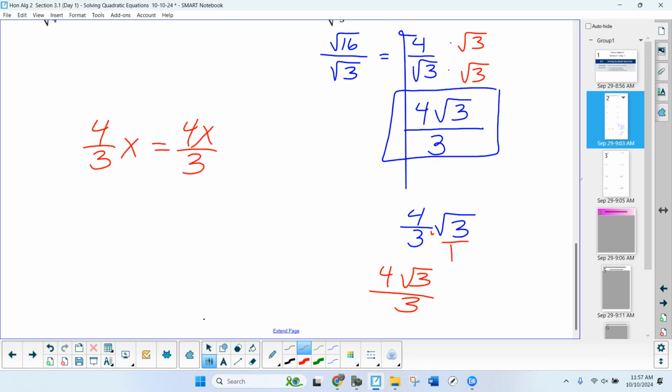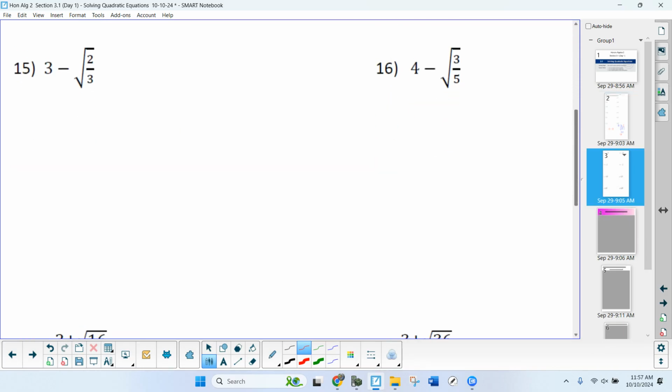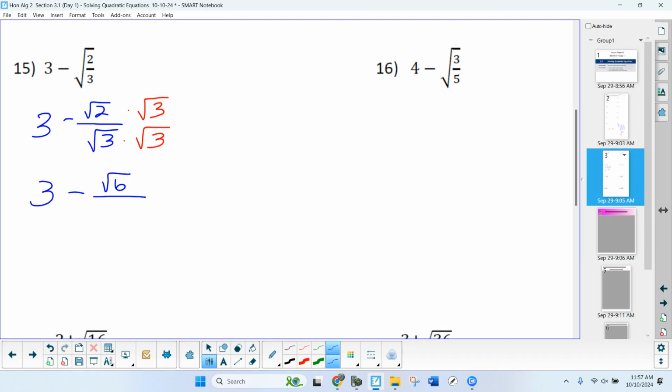Okay. Number 15 was another one that somebody had asked for. So this 3 is on the outside, and then I looked at 2 over 3 and said, can I reduce 2 over 3? I can't. So I'm just going to do square root of 2 over square root of 3. And now, since I can't simplify it at all, I'm going to rationalize. That 3 is still out front. 2 times 3 is 6, and then that gives me 3.